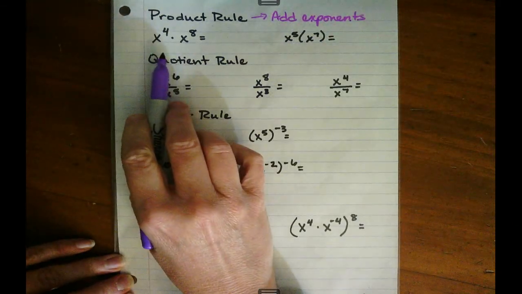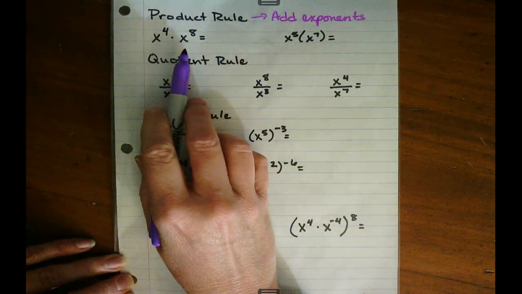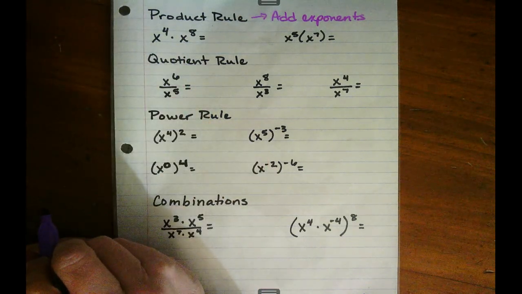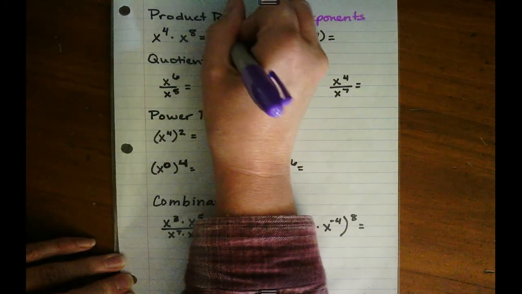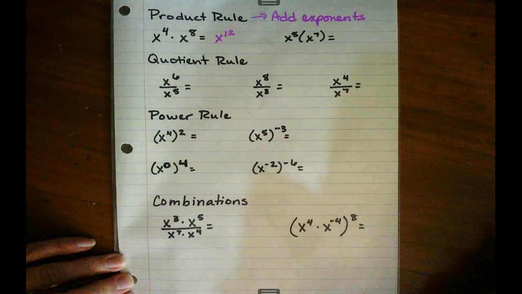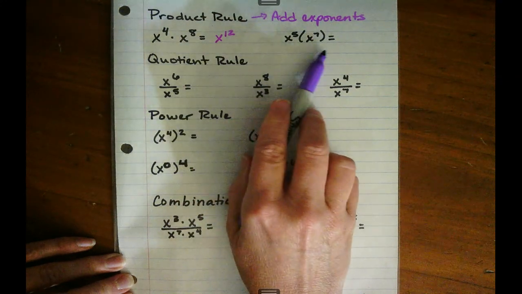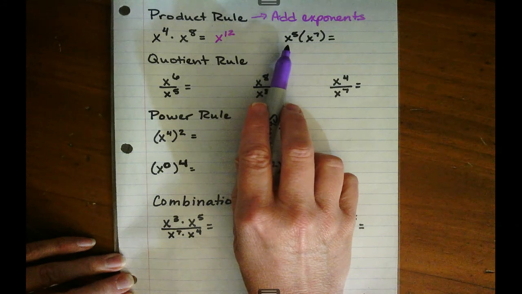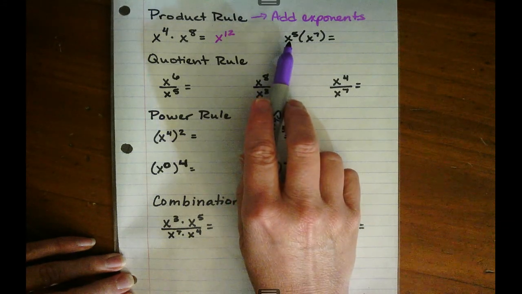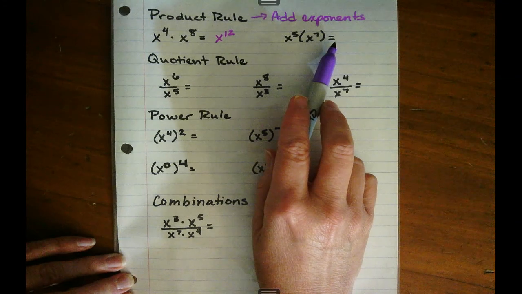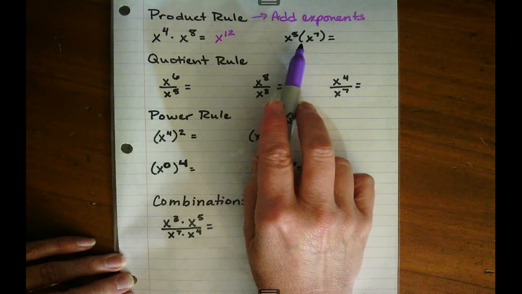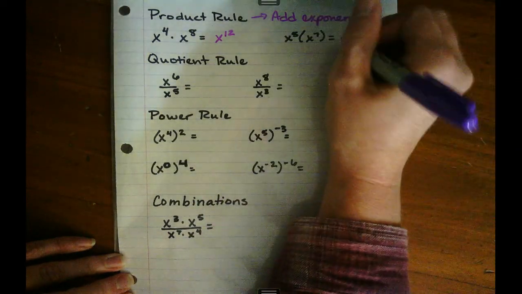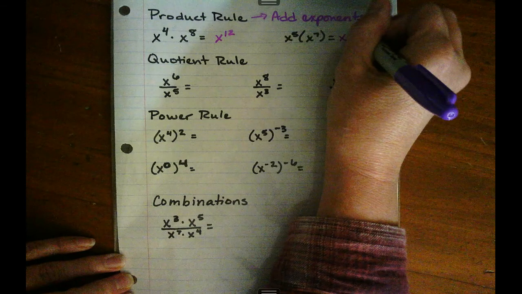So if we look at this first example, x to the fourth times x to the eighth, the bases are the same. So we add 4 plus 8 to get x to the 12th. On the second example, this is another way of writing multiplication. We can have one term in parentheses and another term beside it. And it doesn't matter if this term is before the parentheses or after the parentheses. This is multiplication. So x to the fifth times x to the seventh, we would add 5 plus 7 to again get x to the 12th.